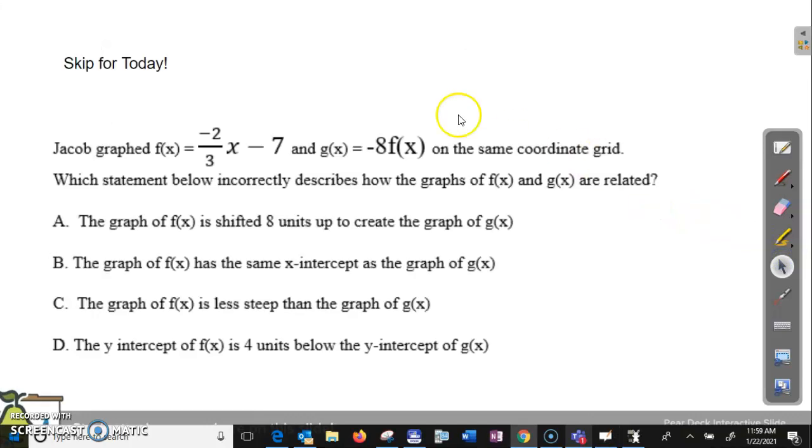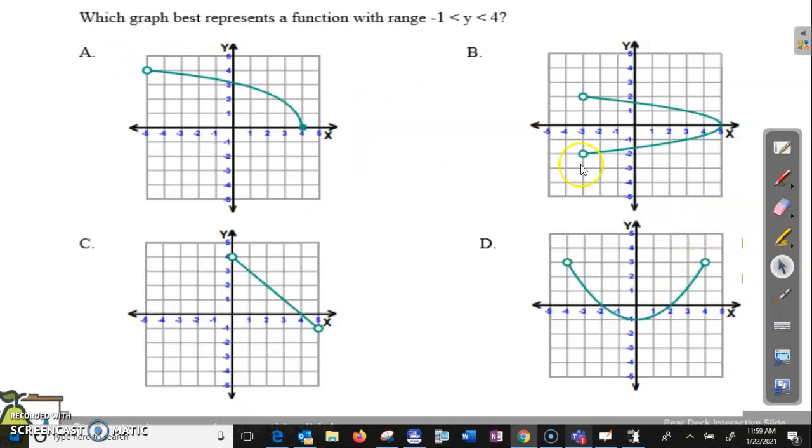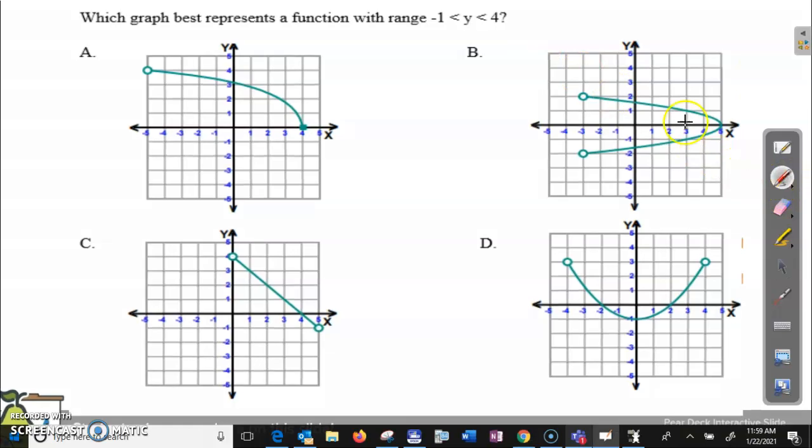Next question. Perfect. We're going to skip this one because there was an error. Here we go. Range. You need to find the range of -1 and 4. So whenever you're trying to find range, remember range is your y values.